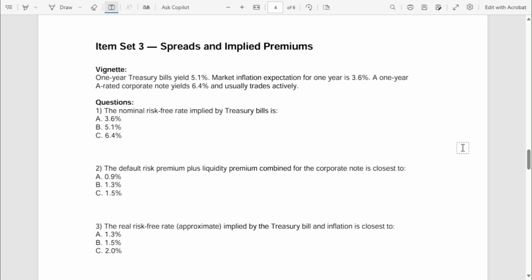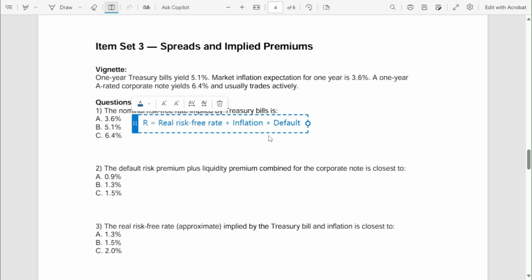All right. Now, let me give you a bit of background on treasury bills. Treasury bills are debt securities issued by the US government for different maturities. In this case, it is 1 year. They are considered risk-free as they are backed by the US government, and they are in high demand. That's why they have very high liquidity. Okay, now let's remember our formula, which was R equals real risk-free rate plus inflation plus default plus liquidity plus maturity.